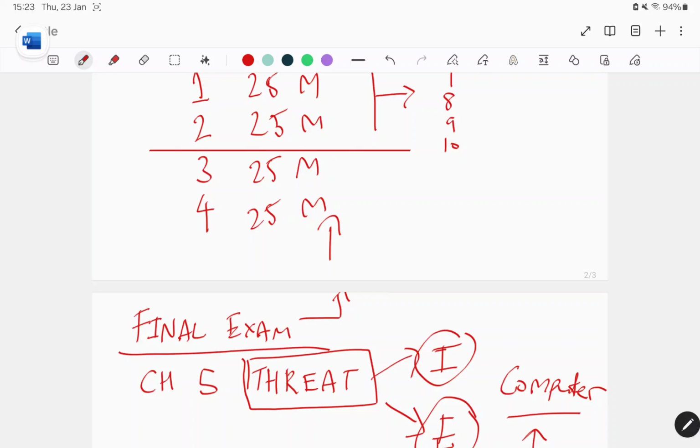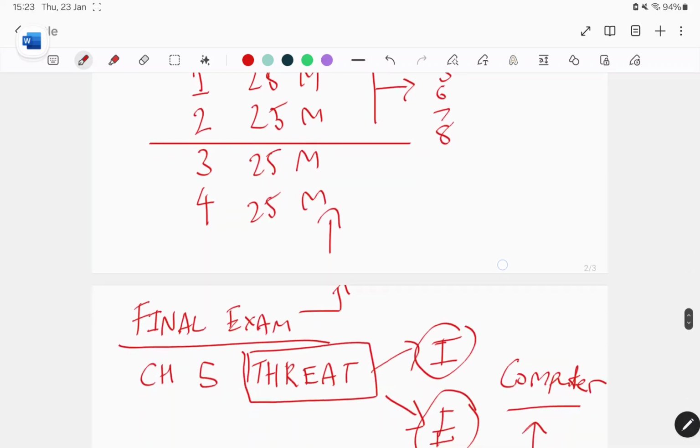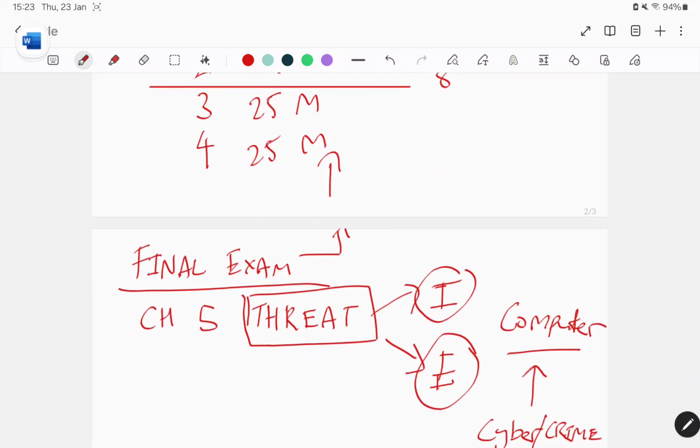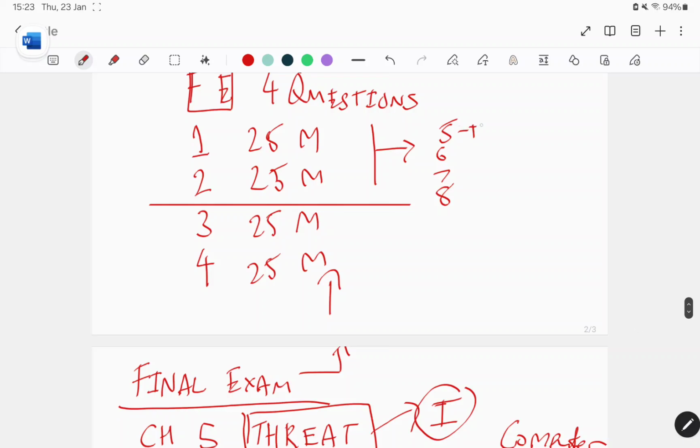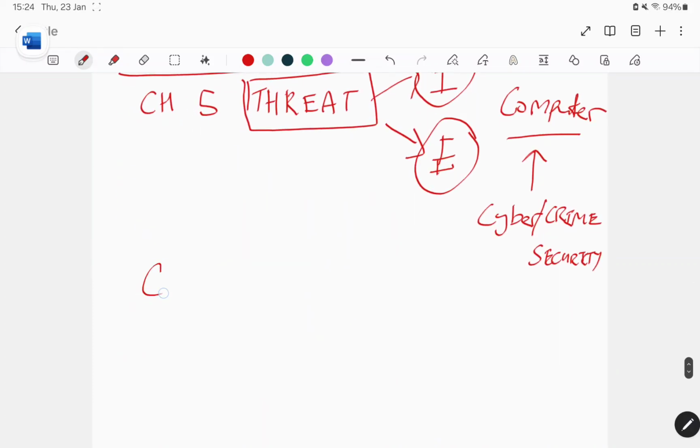Chapter 5 is threats, right? Is it correct, based on the study kit that I shared? I forgot what the chapter is, but there's one whole chapter on threats itself. I can't remember, 5 or 7? I remember it's 5. All right, 5, this is threats. Then we have internal control, which is 6.